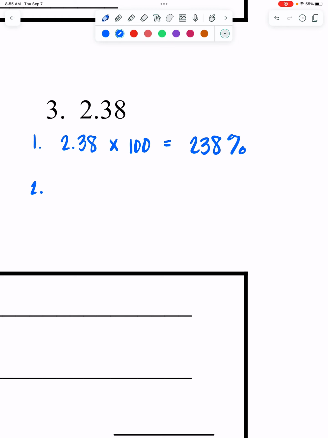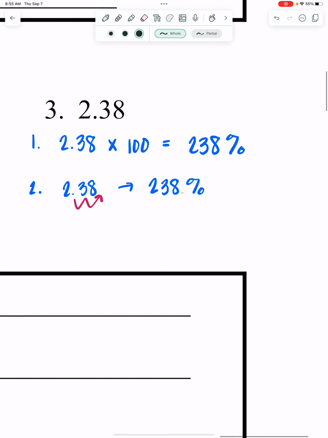If we do it the second way, and we move the decimal 2 places to the right, you still end up with 238. The decimal would end up right behind the 8. And we put the percent on the back once again. We don't have anything behind the decimal. There's no numbers back there, so we don't have to put it down.